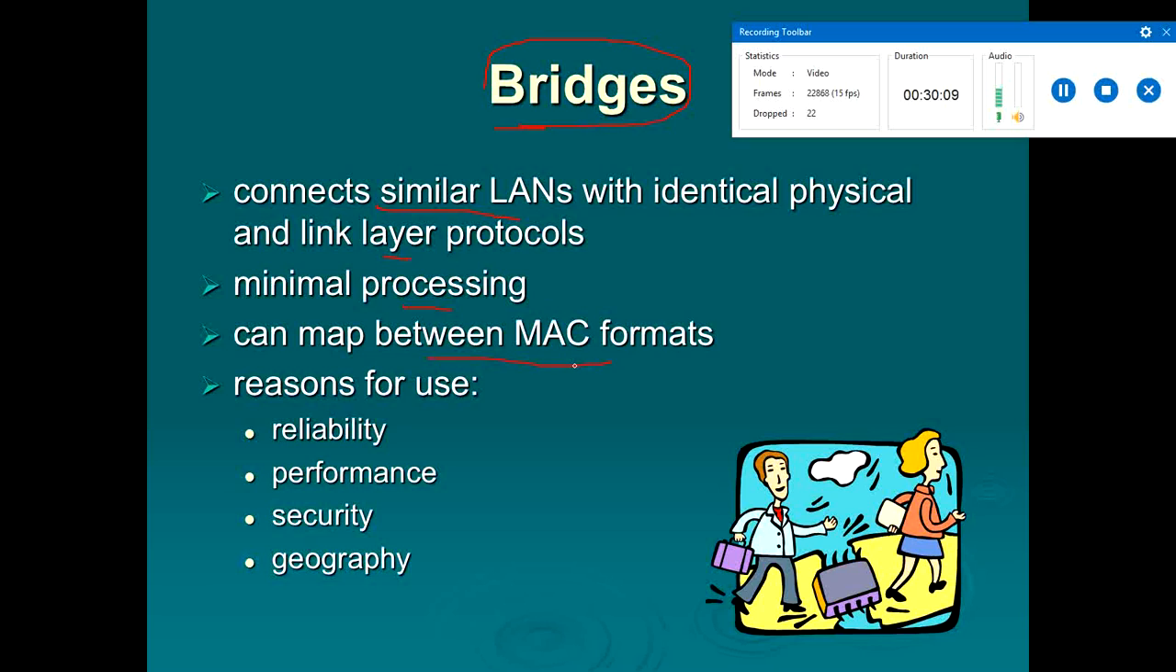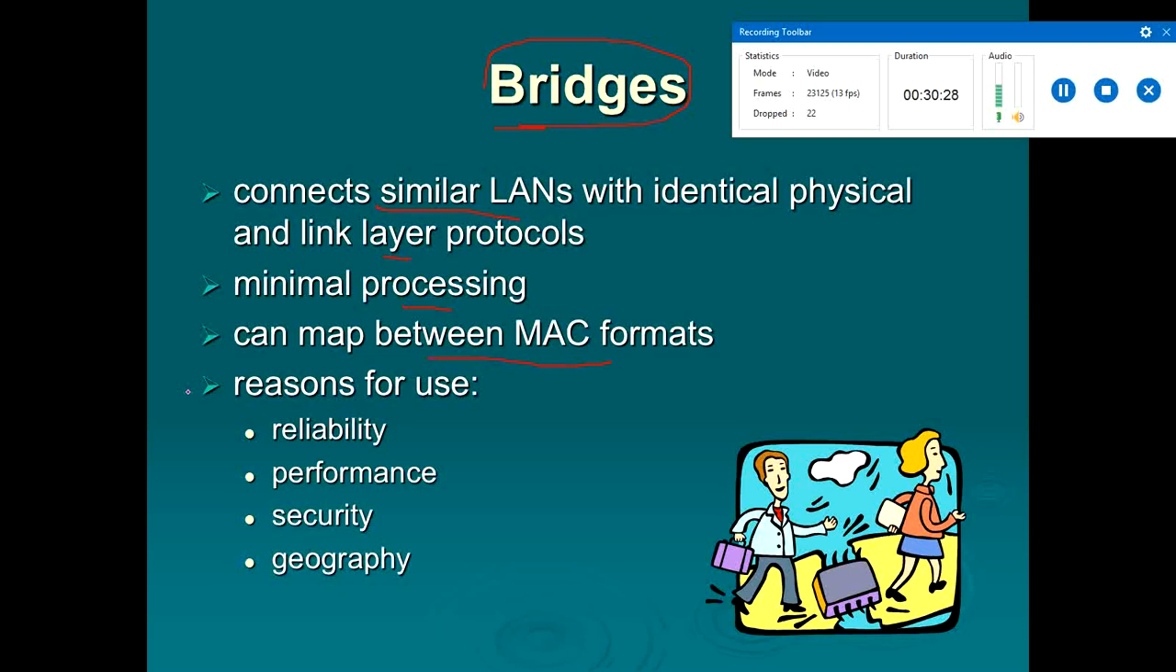Now, why do we use a bridge? Because bridge is used in a situation in which all local area networks have the same characteristics. So you may have a question: why not simply have one large local area network, why use a bridge?